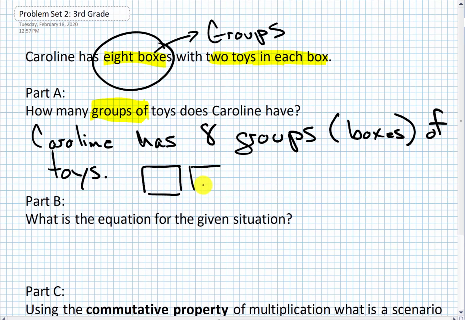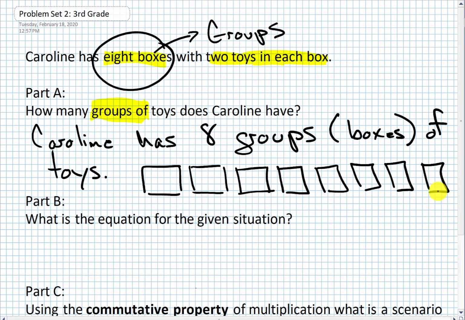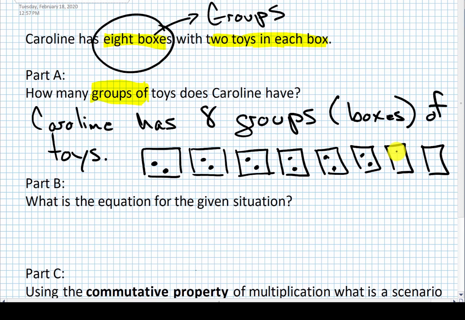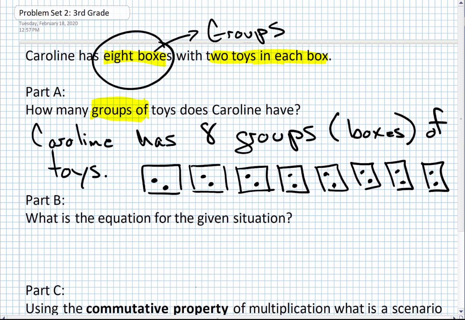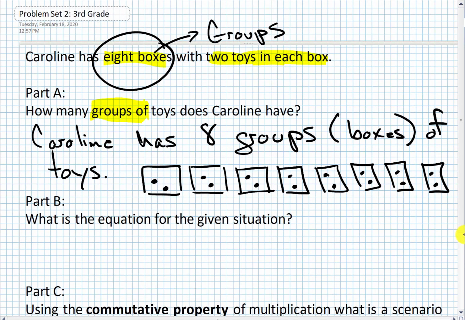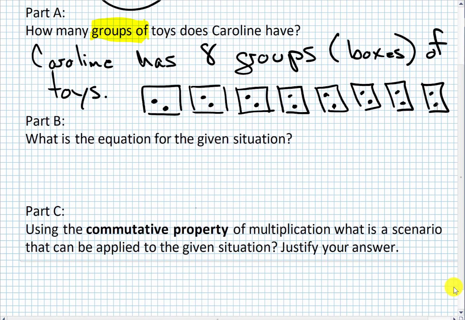So that's 1, 2, 3, 4 boxes, 5, 6, 7, 8. See, my boxes got smaller as they went along, but that's okay. The problem also tells us that Caroline has 2 toys in each box. So we'll go ahead and add that. 2, 4, 6, 8, 10, 12, 14, 16. So we can go ahead and scroll down to part B that asks us, what is the equation for the given situation? The equation we can actually pull right from the drawing we just did.